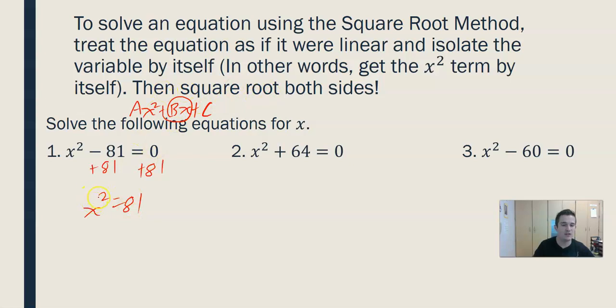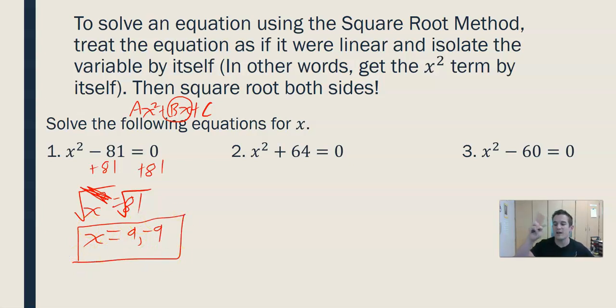Now I'm going to get x by itself by square rooting both sides, because x squared square rooted is just x, and the square root of 81 is 9 or negative 9. So I have two solutions. Again, there will always be two solutions: either one real solution repeated, two real solutions, or two complex solutions. So my answers here are 9 and negative 9. And notice, if I were to plug 9 or negative 9 back into x, that would satisfy my equation. 9 squared is 81, minus 81 is 0. Negative 9 squared minus 81 is indeed 0.